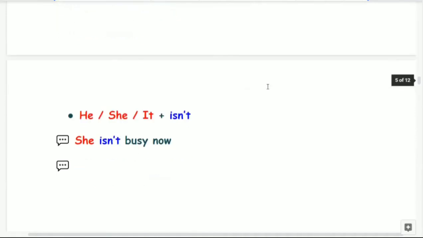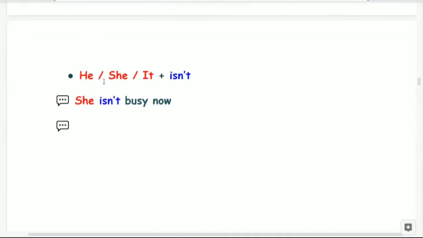Okay, so let's continue. Və burada da üçüncü şəxsin təkində təbii ki, he, she, it plus isn't. Misal üçün, o indi məşğul deyil, qız üçün deyirik. She isn't busy now. Və təbii ki, bir nümunə də verək.